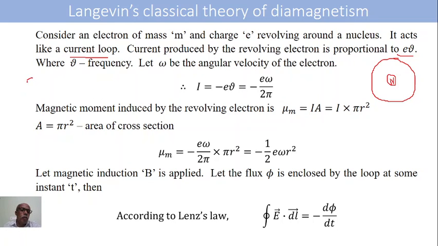We know that omega equals 2 pi f, or in this case 2 pi nu. Therefore nu will be equal to omega by 2 pi. Therefore, this current I equals minus e nu, which becomes minus e times omega by 2 pi.